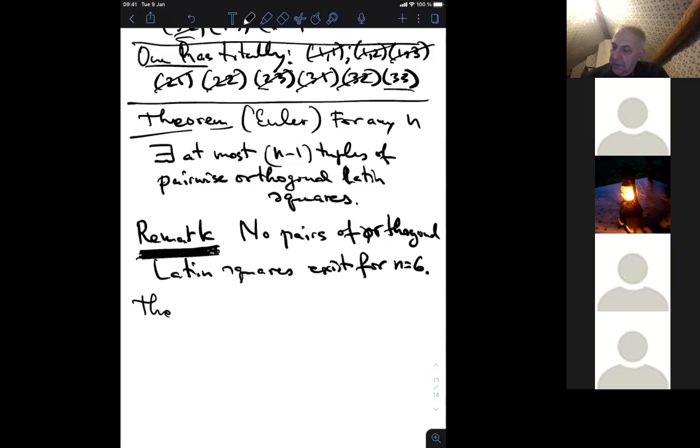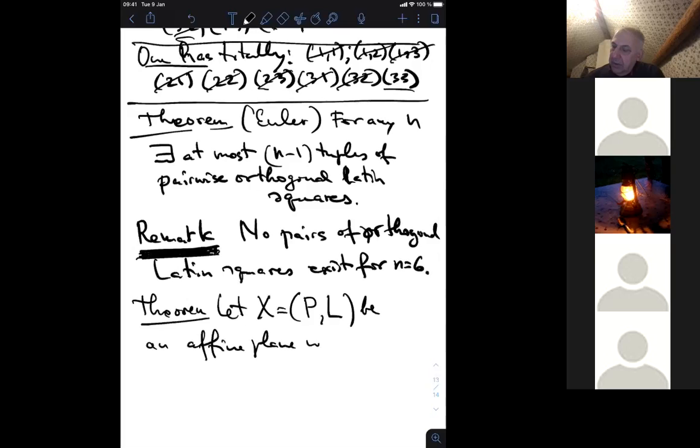Okay, the theorem is as follows. So let X, which is points and lines, be an affine plane with parallelity classes L0, L1, Ln.